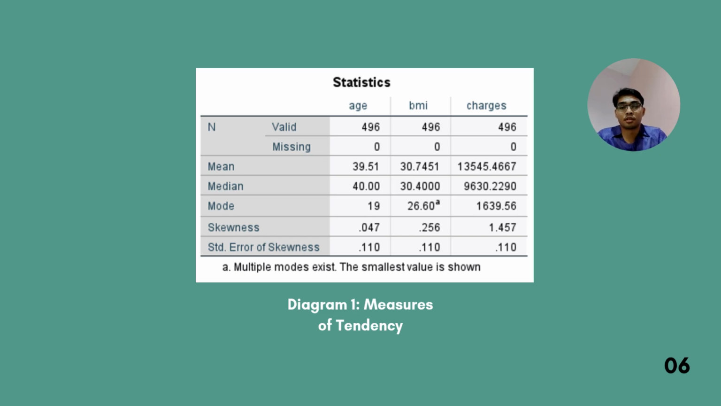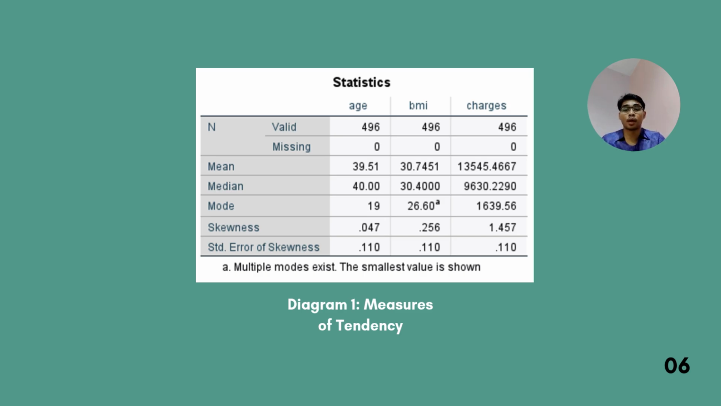Next is the measure of central tendency. It summarizes a typical or central value in the data. For the age, the mean is 39.51 years, the median is 40 years, and the mode is 19 years. The mean and median are so close, which suggests the age distribution is fairly balanced.